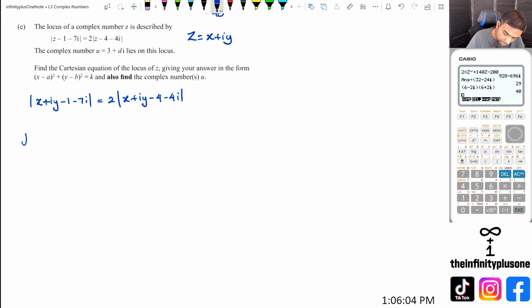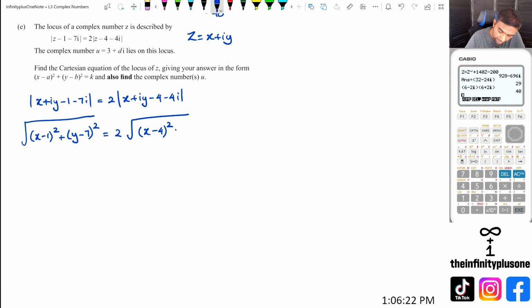Now what we've got is the square root of all the real values, which is x minus 1 squared, plus the imaginary ones, which is y minus 7 squared. Just double checking that. Yep, equals 2 times the square root of x minus 4 squared plus y minus 4 squared.